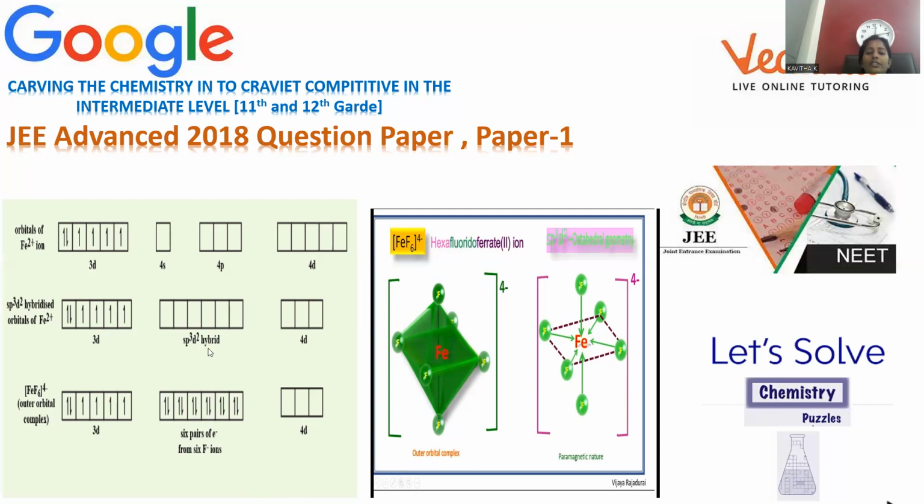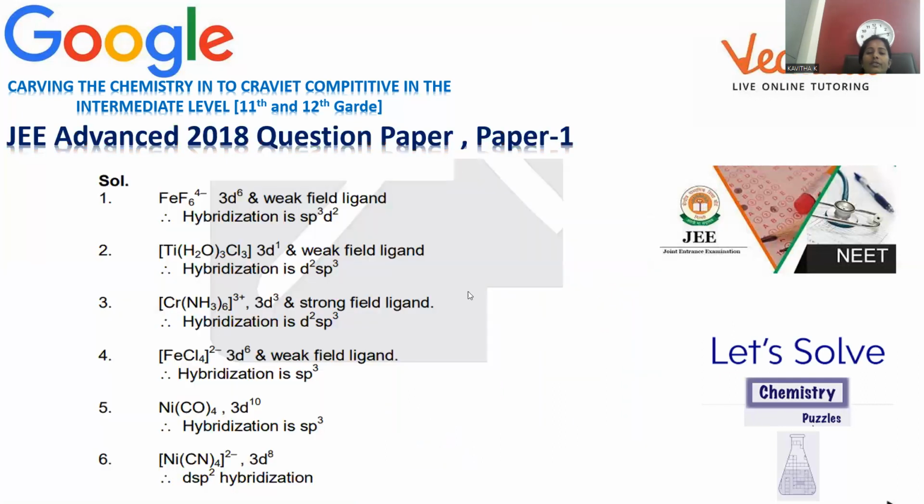So the sp3d2 configuration is an octahedral complex. You can clearly notice iron surrounded with 4 + 2, 6 ligands, and the entire sphere carries the 4- charge, being an anionic complex ion. So sp3d2 hybridization is the correct answer for iron hexafluoride 4-. If you go for titanium, H2O taken thrice, Cl3, 3d1.